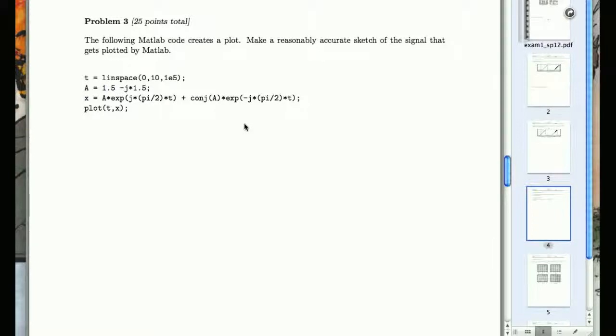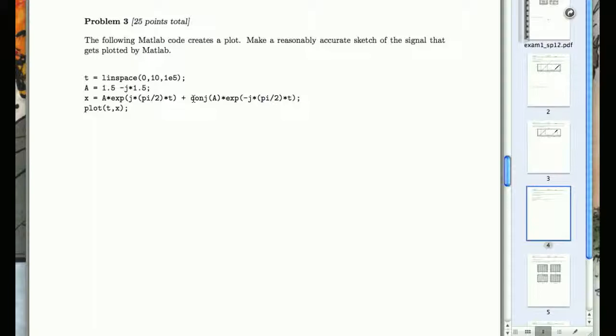The e to the j pi over 2t. Is there any harmonics here? What are the harmonics like? What's the a sub n's? Do you guys have this question in front of you? Or am I the only one that came prepared?